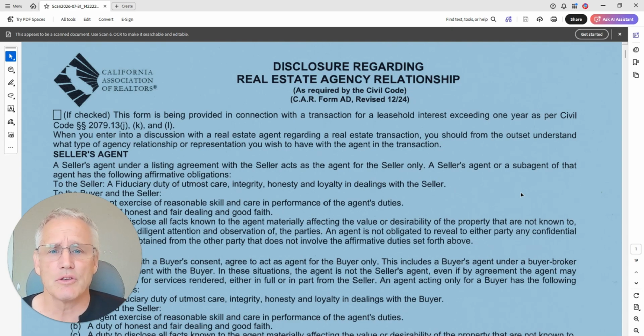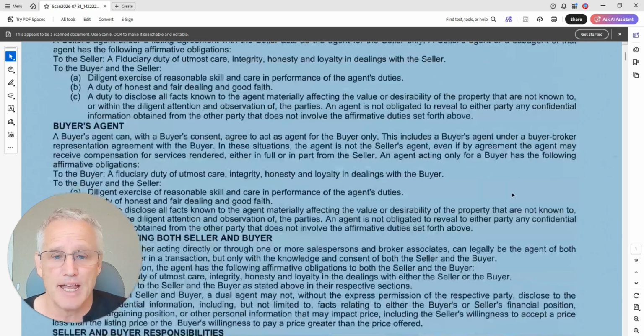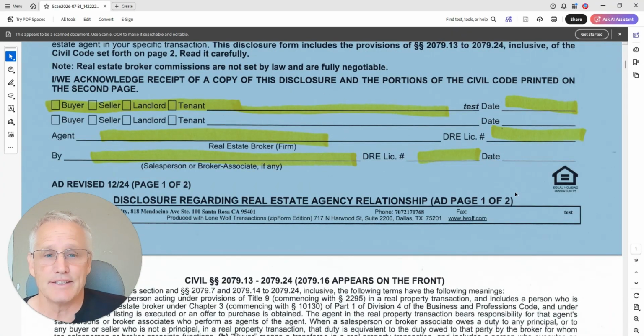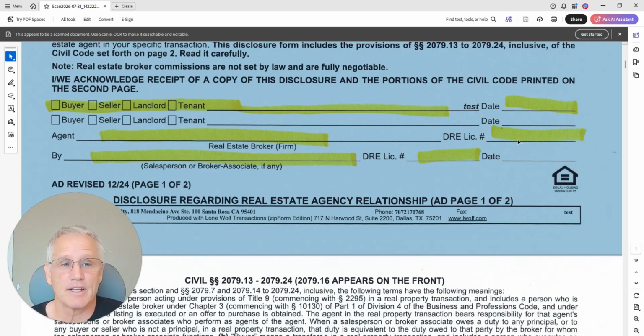This is the initial part of the document. It's called the Disclosure Regarding Real Estate Agency Relationships. This is filled out to say that the actual agent writing the offer for you is representing you. So they'll put in the buyer's name, and then their firm name and the DRE license for the brokerage that the agent works for. Unless the agent is a licensed broker themselves, then it would be the same number for the brokerage and the DRE license.